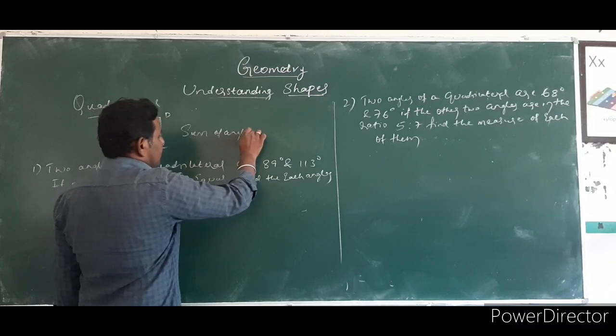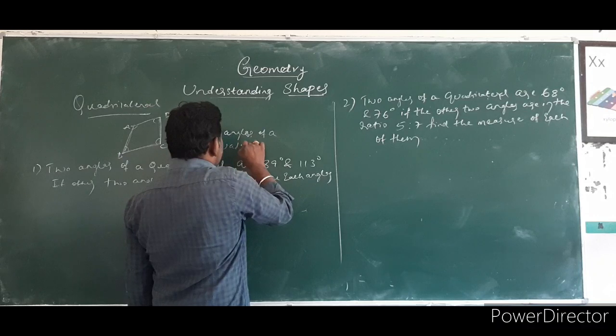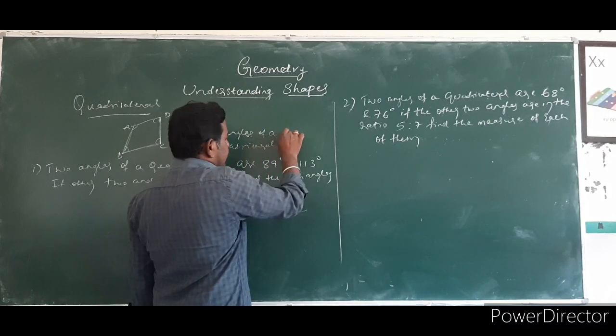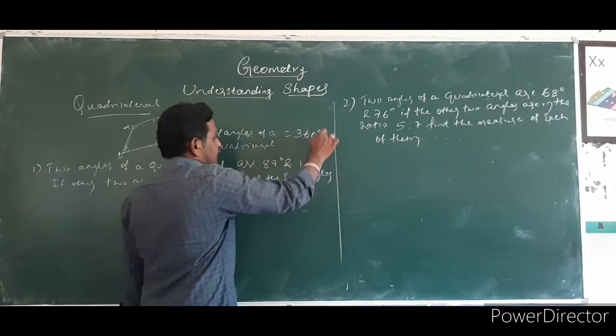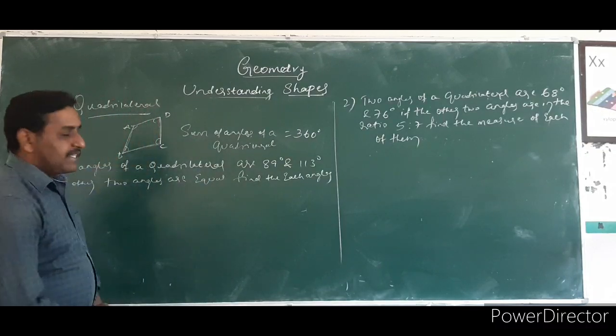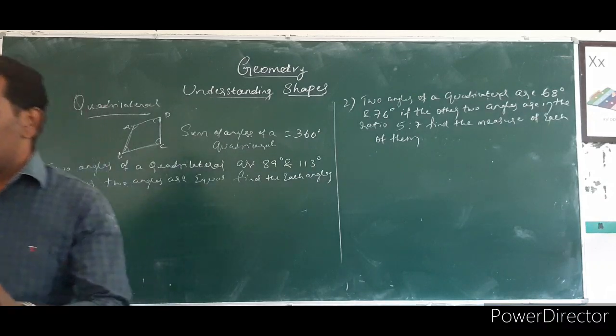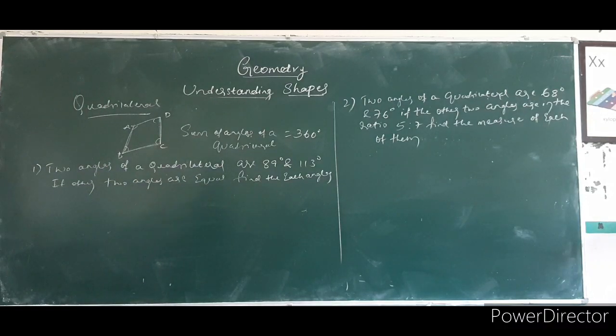If you add all the angles, the sum of the angles of a quadrilateral is equal to 360 degrees. So we are using this sum of the angles of a quadrilateral to solve problems.